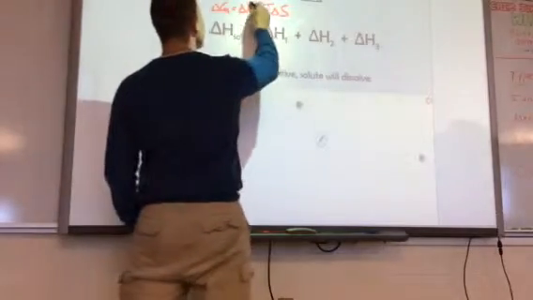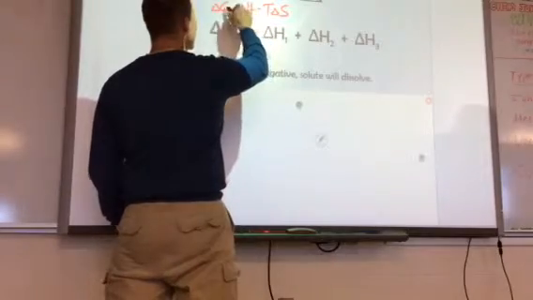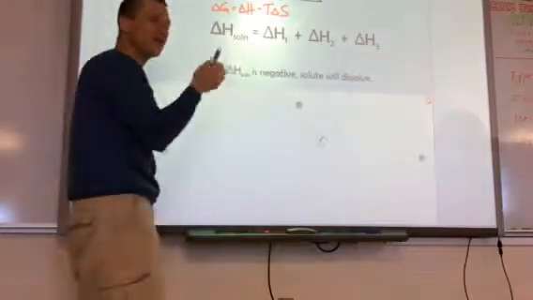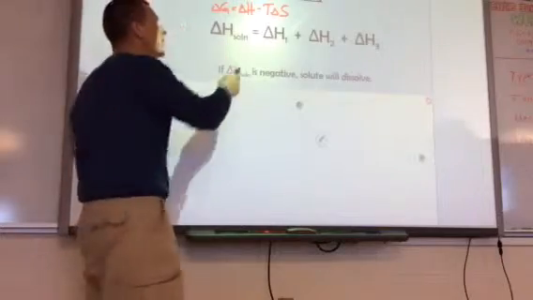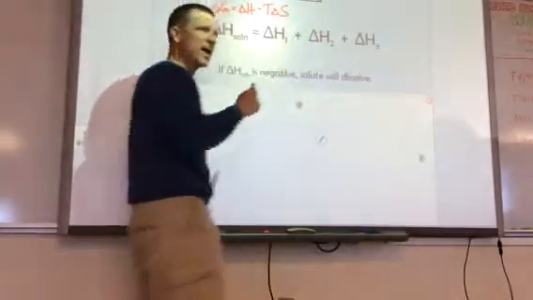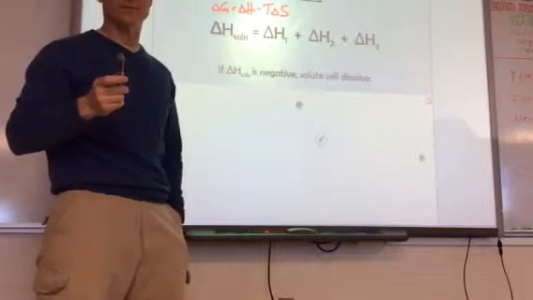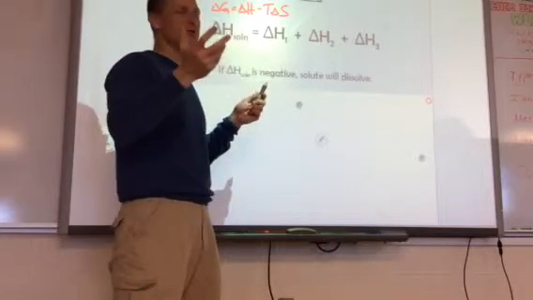So looking at this term right here, how does that affect delta G overall? We know that when delta H is negative, that's favorable. What is favorable for delta S? Negative or positive? Positive is favorable. Yeah, you got to know that. And most of you do.